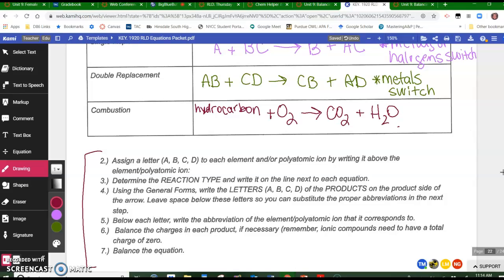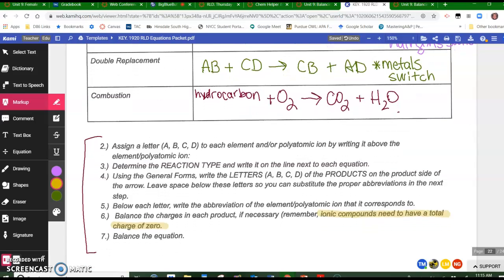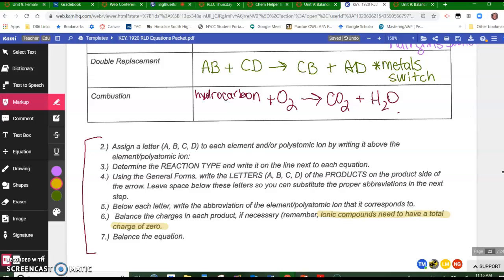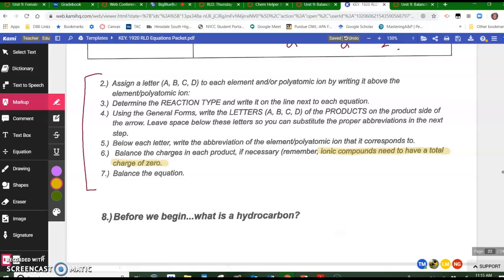Just remember one super important thing, and that is that ionic compounds need to have a total charge of 0, and that's what we practiced the last time, and on that Kahoot quiz that you guys did, which was just figuring out what the formulas and the names of these ionic compounds are. And then your final thing that you have to do is balance the equations. So let's go through a couple of these problems. But look at number 8.